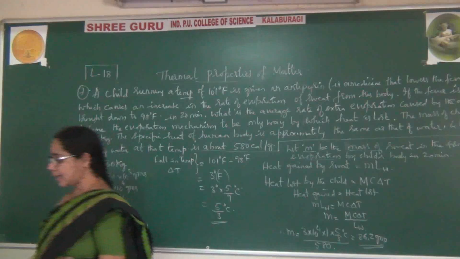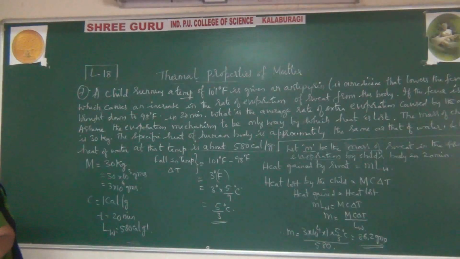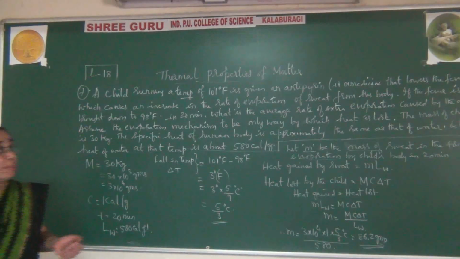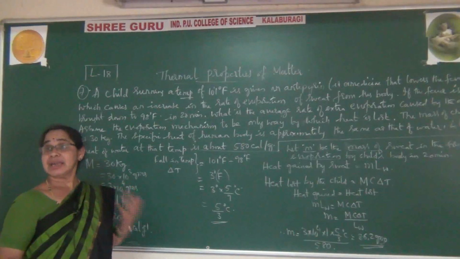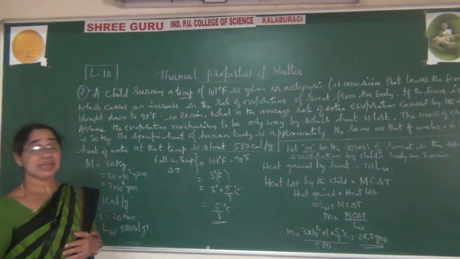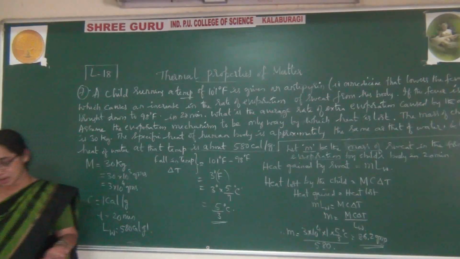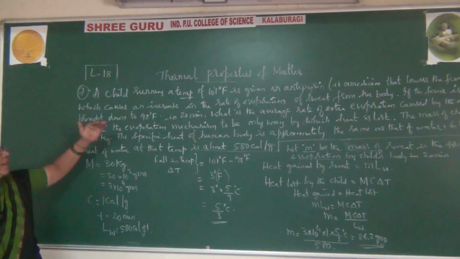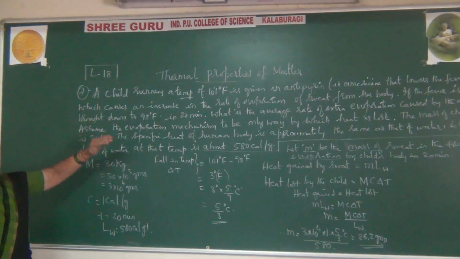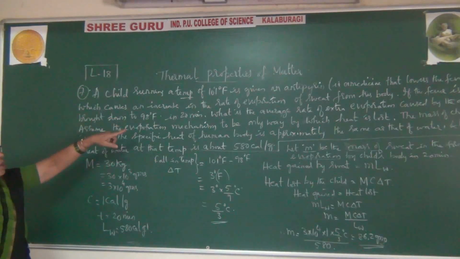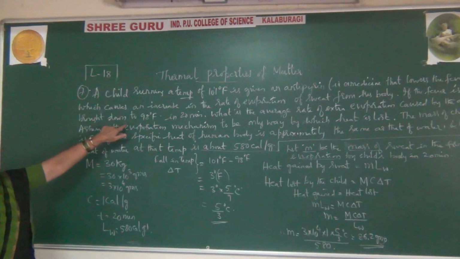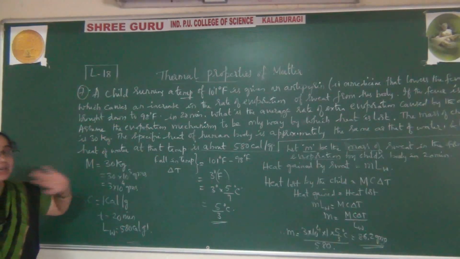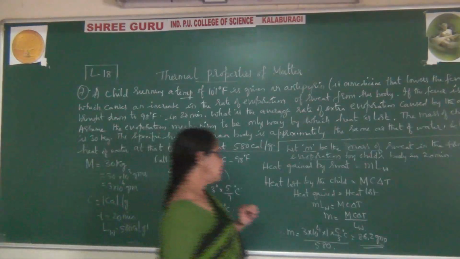When you want to calculate the rate of evaporation, you have to write mass by the time. What is the time? The temperature required to fall from 101 degrees to 98 degrees Fahrenheit takes 20 minutes. So using that time you have to calculate. Let me write the next step.